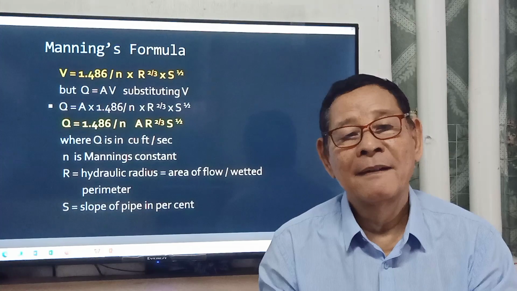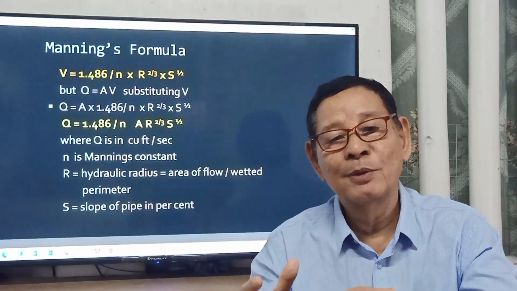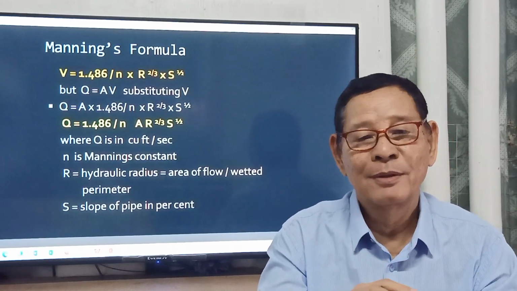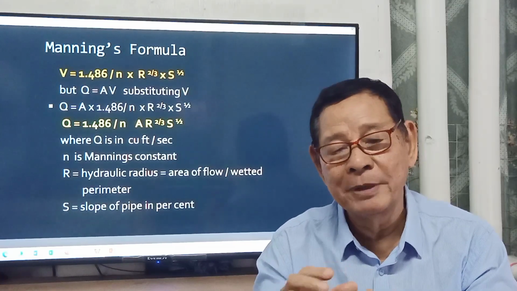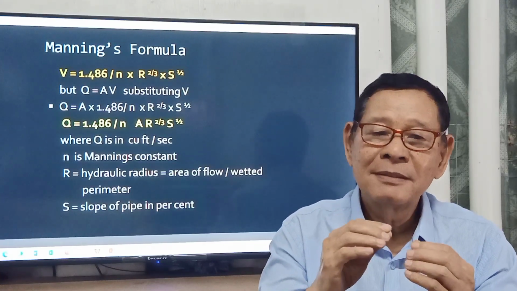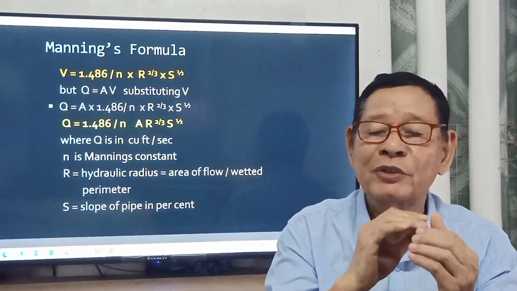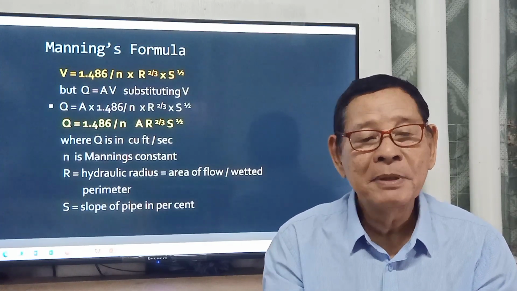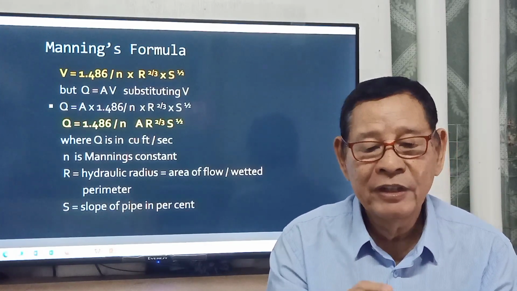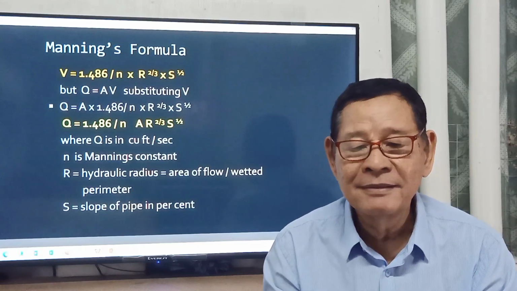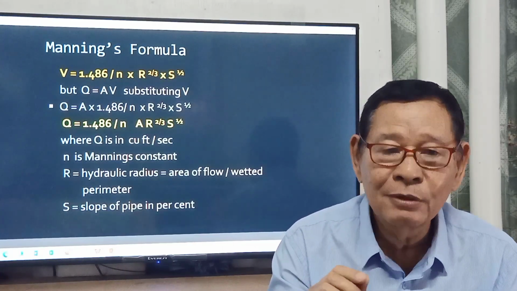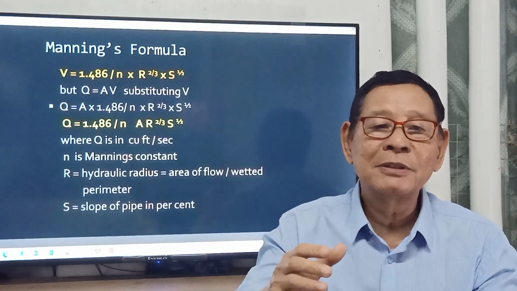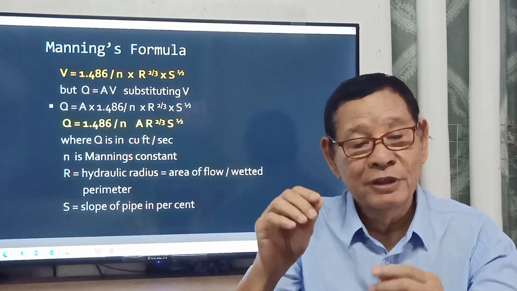So yung Hunter made his conclusion, or made his formula, through discharge, cubic feet per minute or cubic foot per second. But Manning was looking for the velocity, especially in the stream. The velocity of the stream. And he made a formulation that the velocity is equal to 1.486 over n times the hydraulic radius raised to the power 2/3 times the square root of the slope.